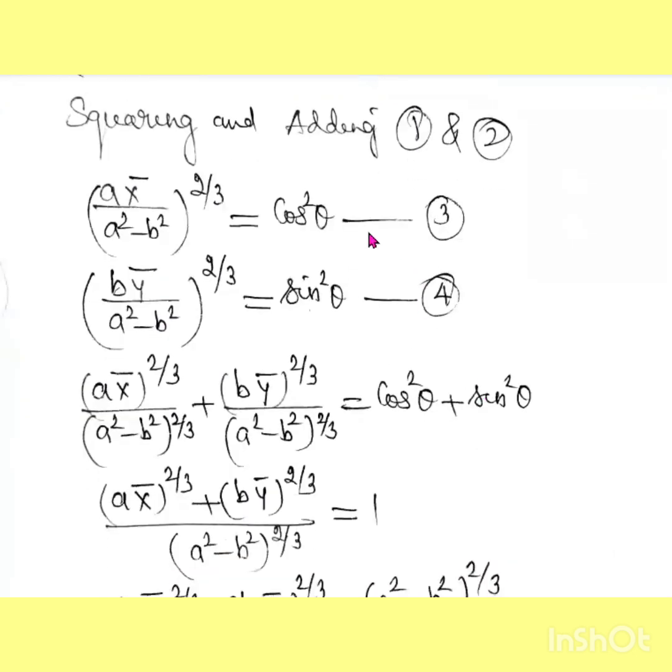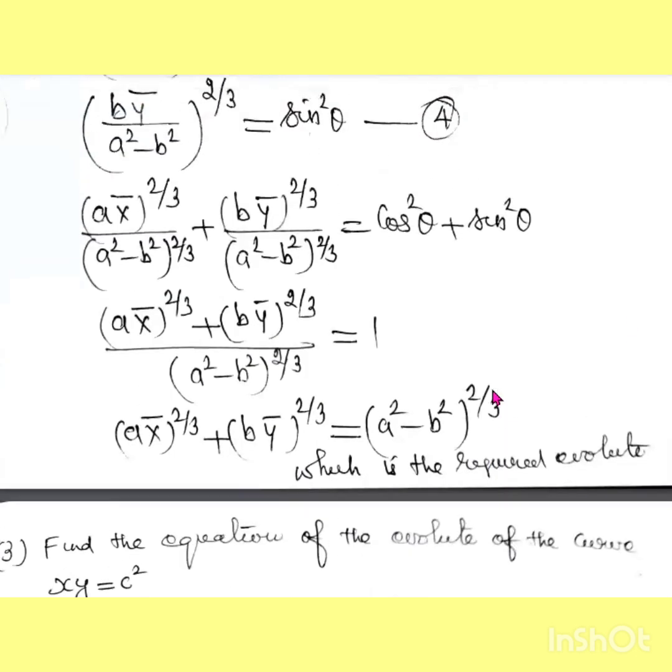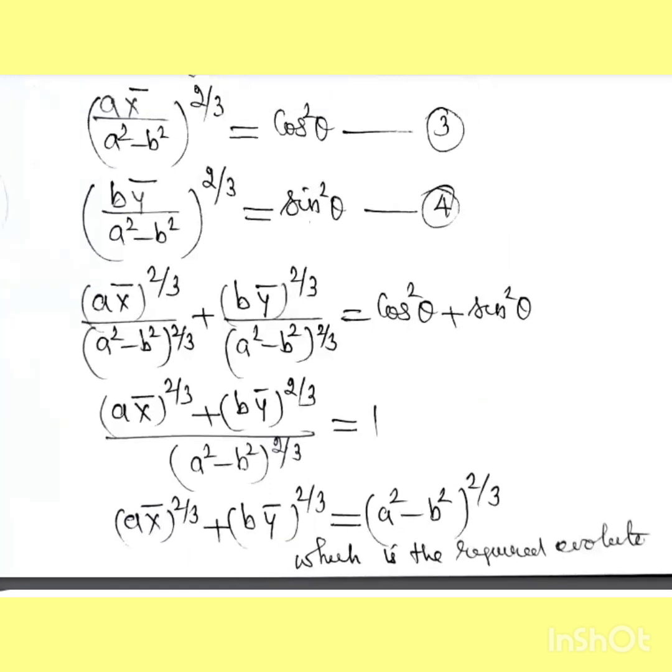So adding these equations 3 and 4, you will get ((a x bar) power 2 by 3 plus (b y bar) power 2 by 3) divided by (a square minus b square) power 2 by 3, which is equal to cos square theta plus sin square theta. Cos square theta plus sin square theta is 1. So therefore, (a x) power 2 by 3 plus (b y) power 2 by 3 is equal to, by cross multiplication, (a square minus b square) power 2 by 3, which is the required evolute. So thank you.